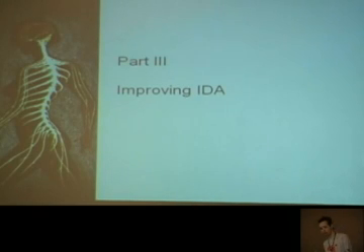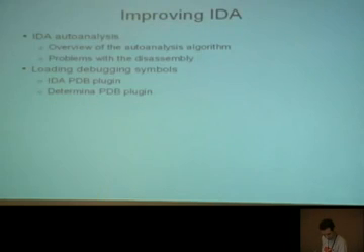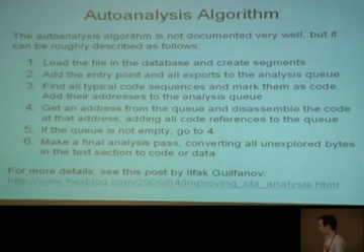So, having gone over all these problems with IDA and all these optimizations that create problems, now let's look at how you can make things better. We'll start with the auto-analysis algorithm. Now, the algorithm is not actually documented. The best reference I think we have is the IDA SDK, which doesn't really tell you that much.